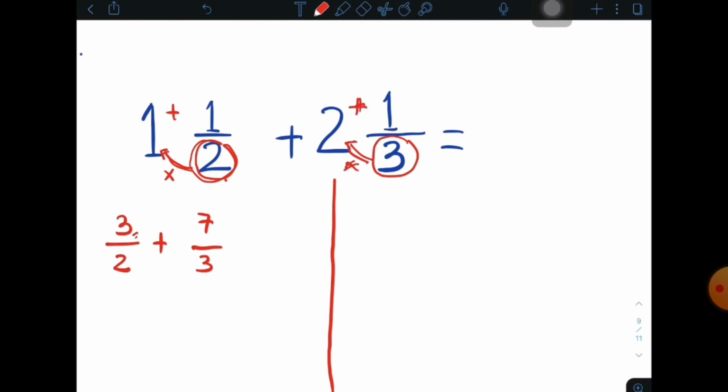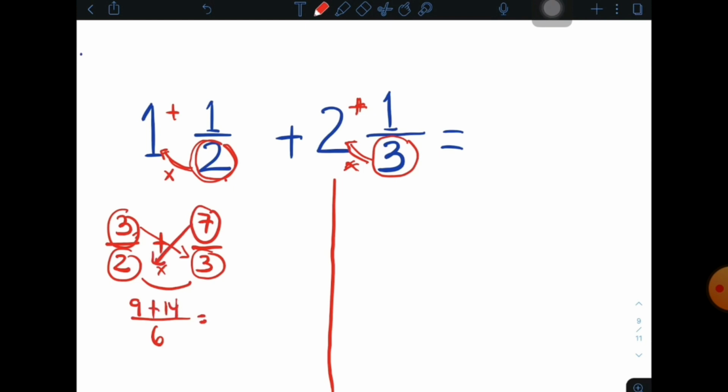So since these are improper fractions na sila, we will proceed to the butterfly method, the easiest method. First, we will multiply the denominators. 2 times 3, it's 6. Then cross multiply the numerator and the denominator. 3 times 3, 9. Then 7 times 2, that is 14. Okay, and then plus, because it's addition. So 9 plus 14, 23.